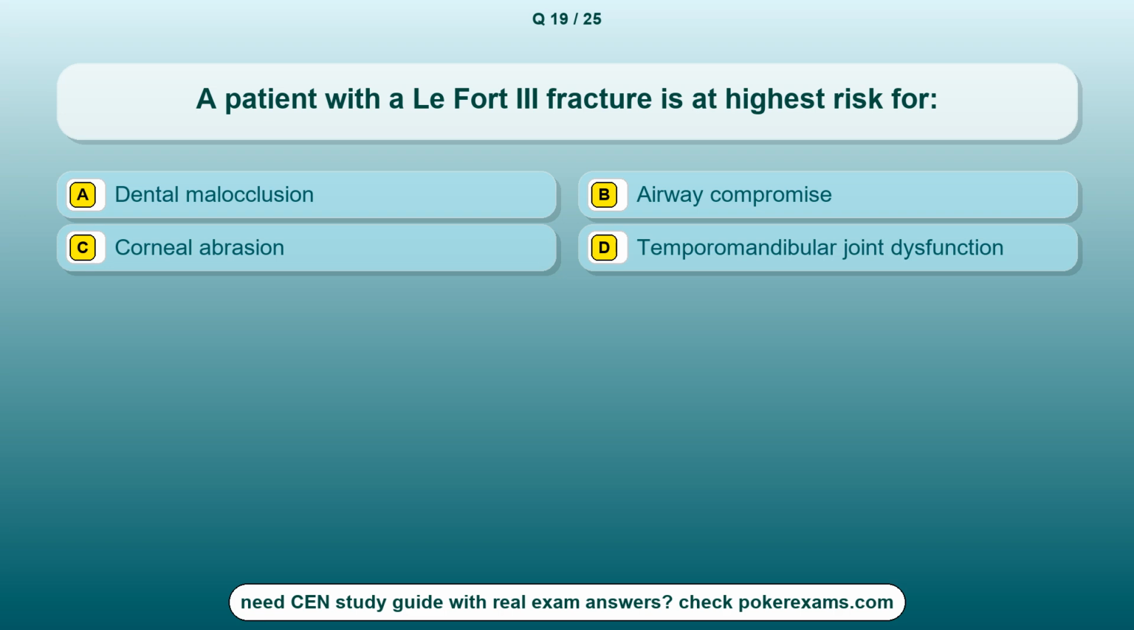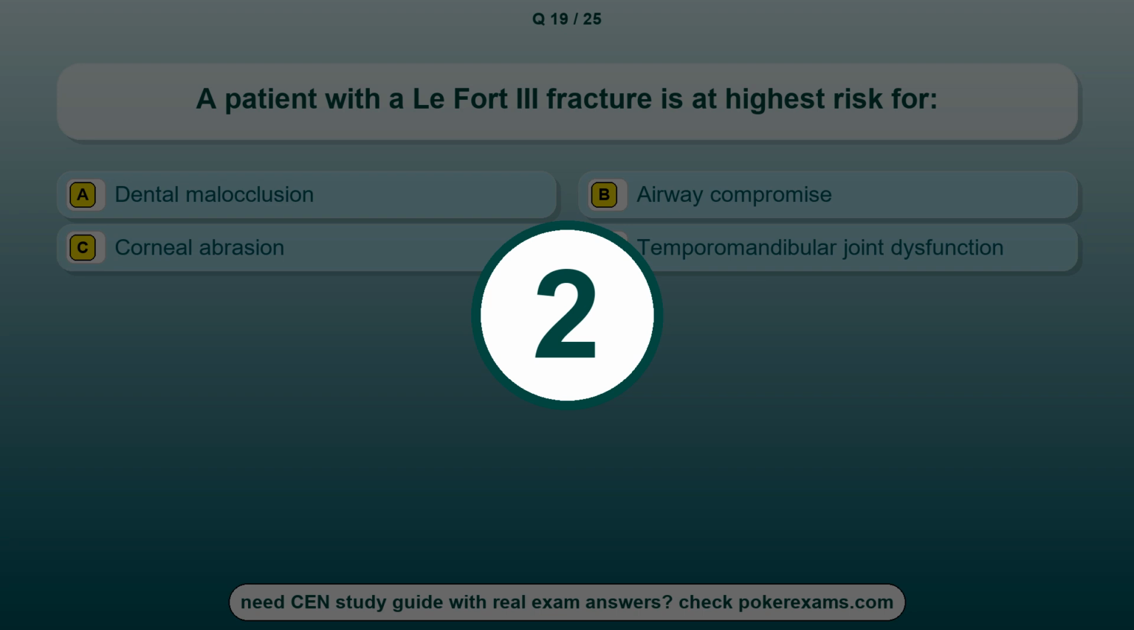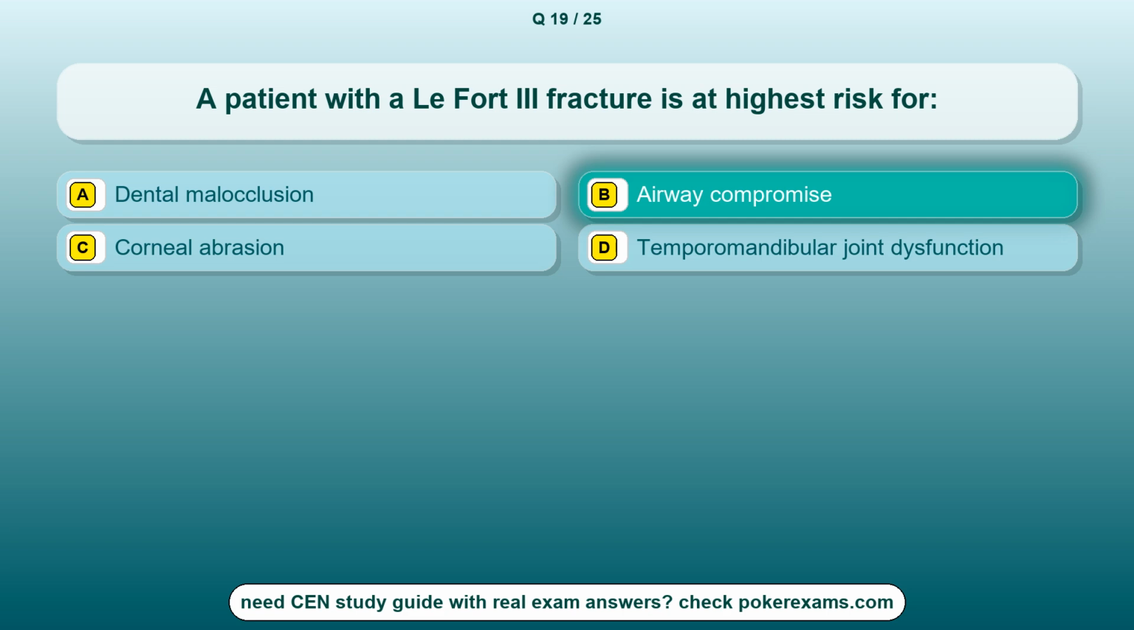Question 19. A patient with a Le Fort 3 fracture is at highest risk for: option A, dental malocclusion. Option B, airway compromise. Option C, corneal abrasion. Option D, temporomandibular joint dysfunction. The correct answer is option B, airway compromise.